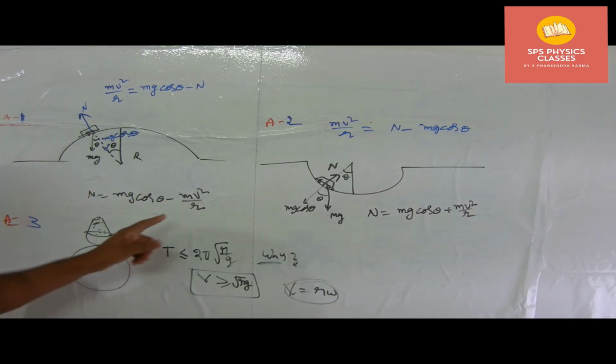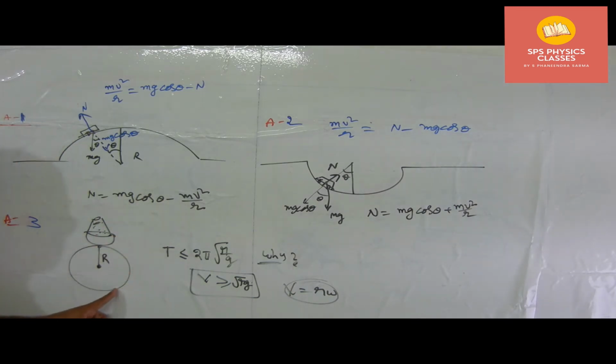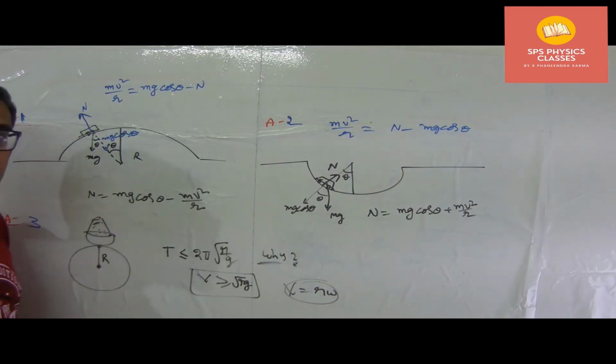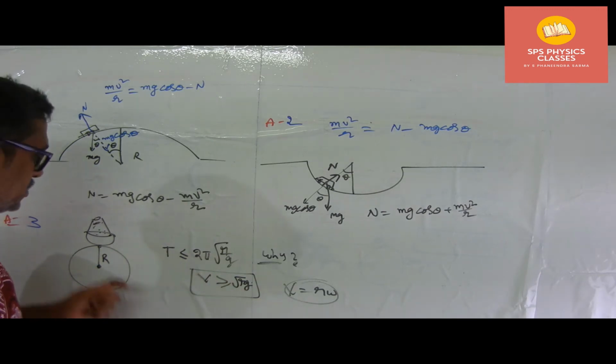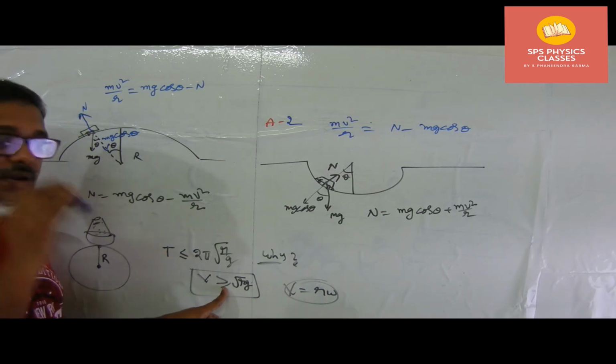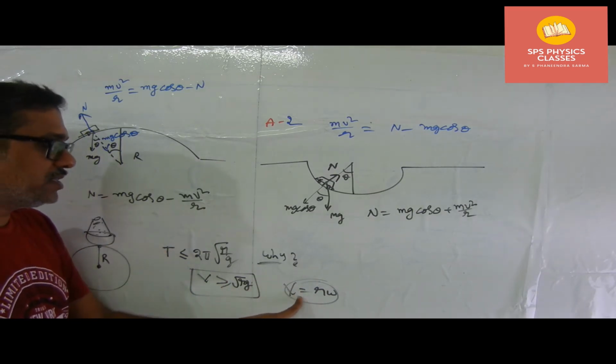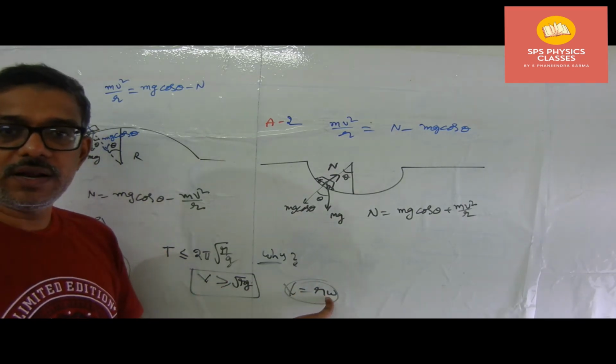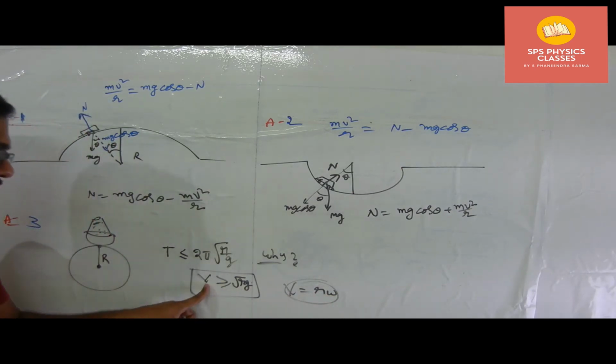Now, in this particular case, let us consider something like a water-filled bucket allowed to rotate in such a condition that in the vertical circle, the water should not fall down. That means it has to continue in vertical circular motion, then only it is possible. That means the speed at the topmost point should be greater than or equal to the square root of Rg. But what is V? V is nothing but R omega. Substitute the value V equal to R omega in the equation.